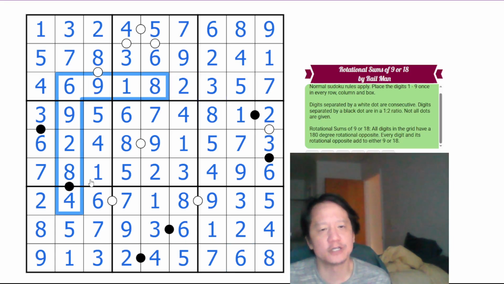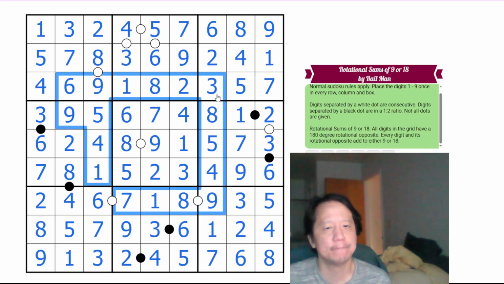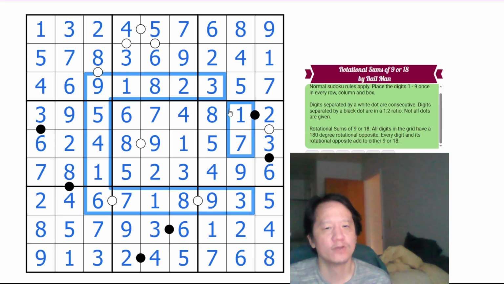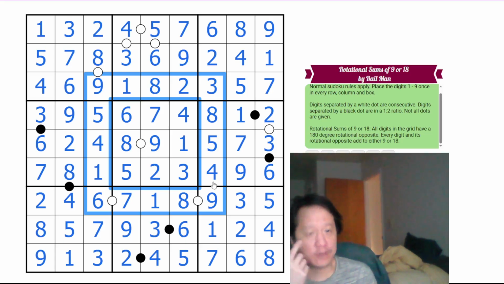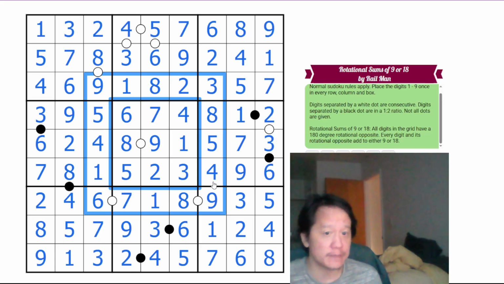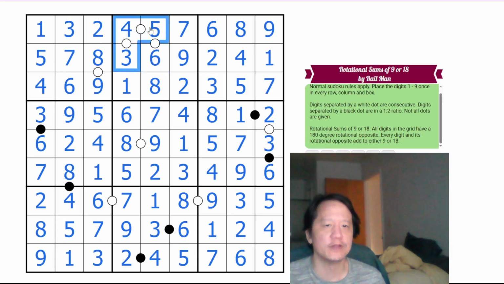Pretty interesting, actually, these rotational sums. It is fairly restrictive, particularly with where the 9s can be. Yeah, the puzzle flowed very well. It was nice having the rotational sums be really restrictive, along with where certain clue dots were.